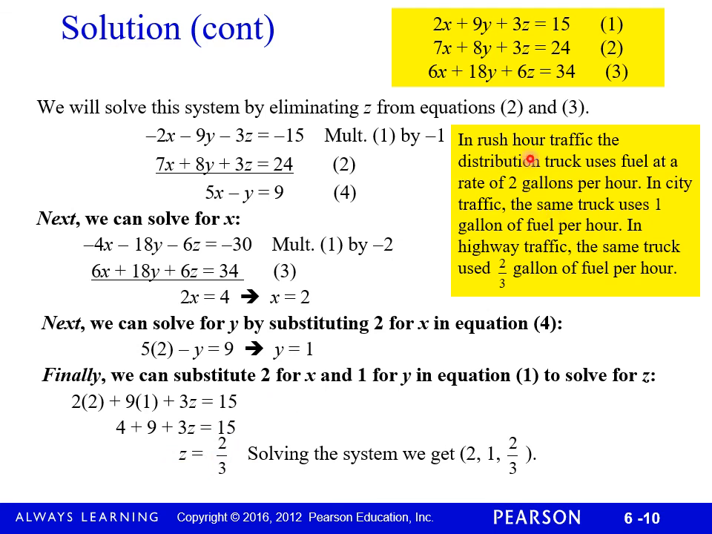So in rush hour traffic, the distribution truck uses fuel at a rate of 2 gallons per hour. In city traffic, the same truck uses 1 gallon of fuel per hour, and in highway traffic, it only uses 2/3 gallon of fuel per hour.